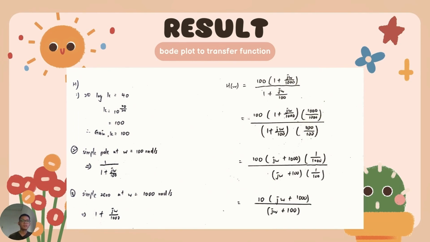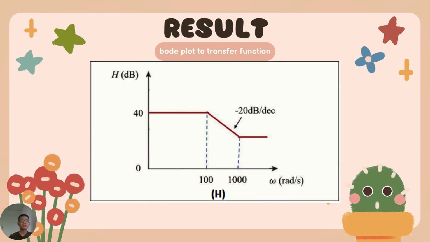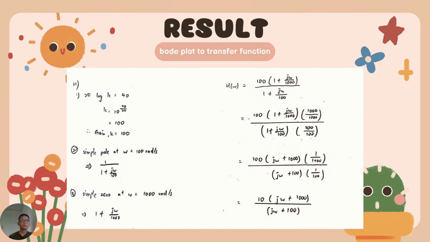The value of k that we get is 100. Secondly, we notice that the graph is going downward with a negative 20 dB per decade. From this, we know that it's a simple pole structure. The formula to get this simple pole is 1 divided by (j omega per 100 plus 1).